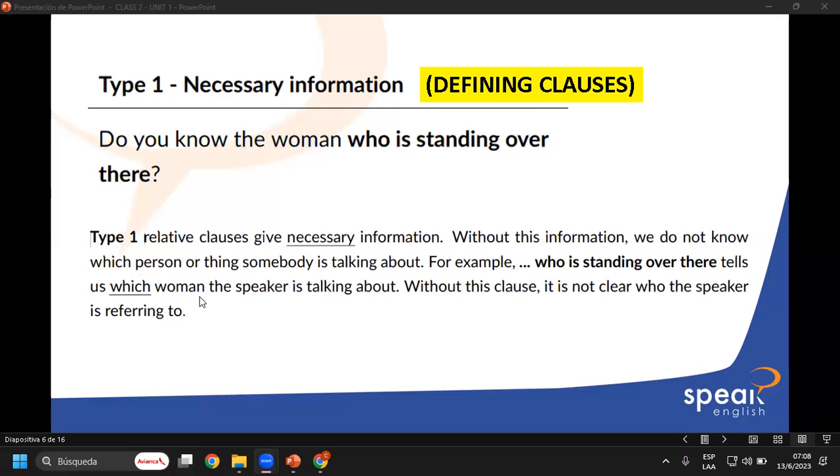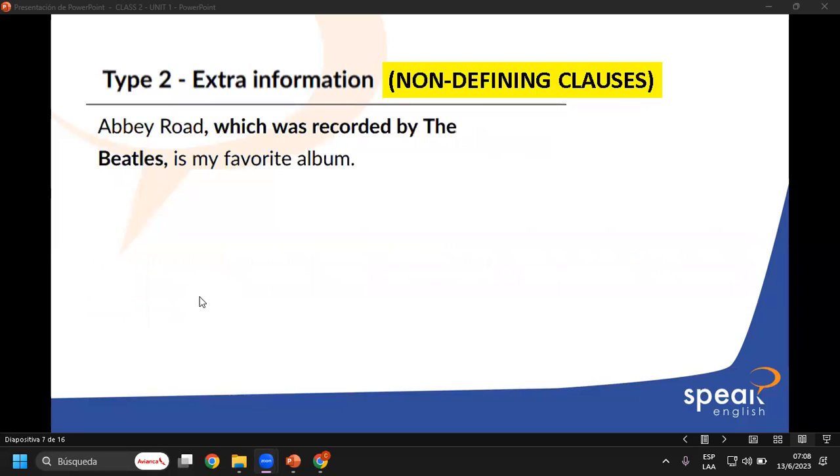Now, let's continue. There is type 2. Type 2 is known as non-defining clauses. So what is this? They provide extra information. So if I say extra information, do you think that is totally necessary or not? What do you think?